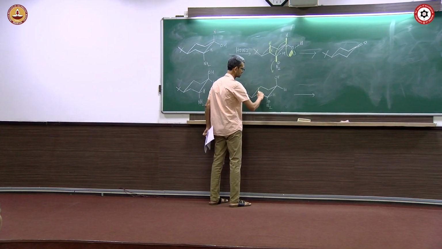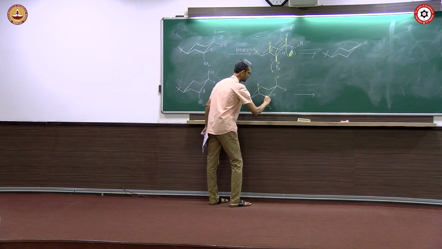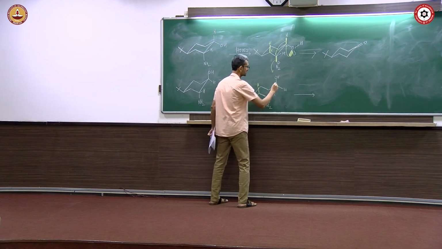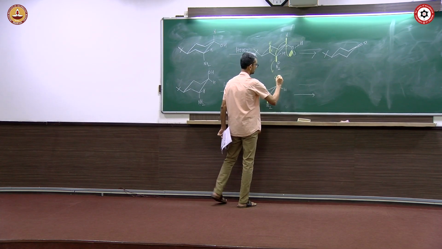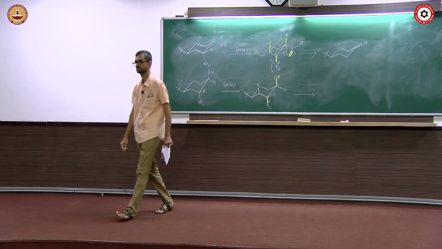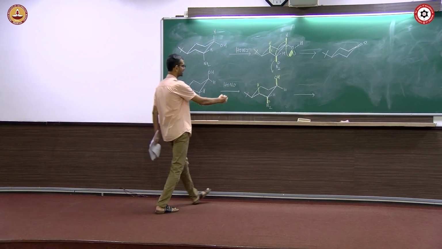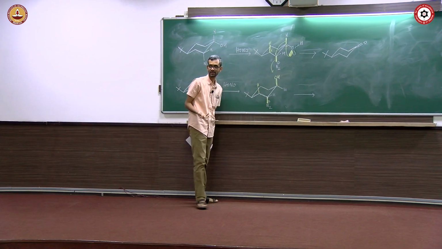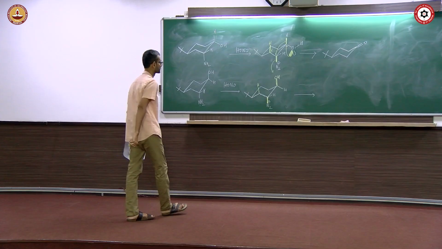Here is a H. This H is antiperiplanar to this leaving group. There is also this OH that is antiperiplanar to the leaving group. Right? This H, can it migrate? It cannot, because there is no assistance from oxygen.